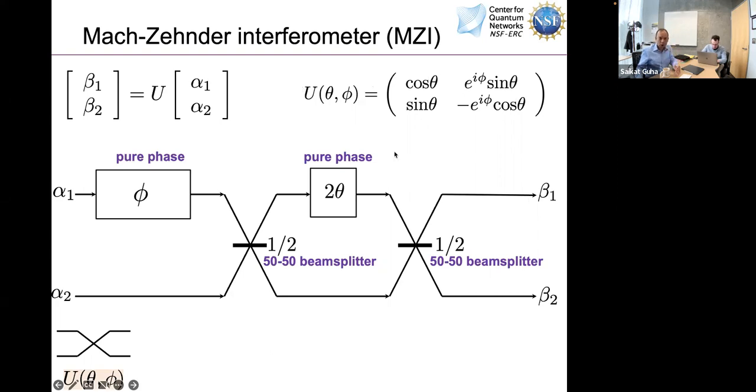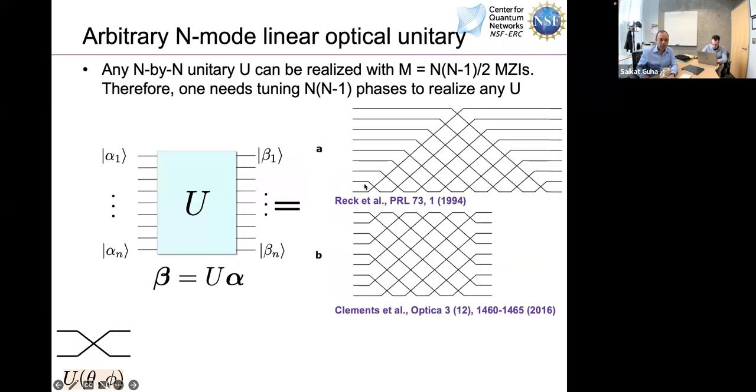So the lesson learned is that I can generate a general 2x2 beam splitter by having two static 50-50 beam splitters, no phases, and two phases that I can modulate, theta and phi. This thing is known as a Mach-Zehnder interferometer, and I'm going to denote it by this little symbol, alpha 1, alpha 2 here, beta 1 and beta 2 here. And this is the unitary that it implements. Now you can ask the question, well, what if I wanted an n-port interferometer? I have n input modes and n output modes, and I have a column vector of beta, these amplitudes, and use an n by n complex valued unitary matrix.